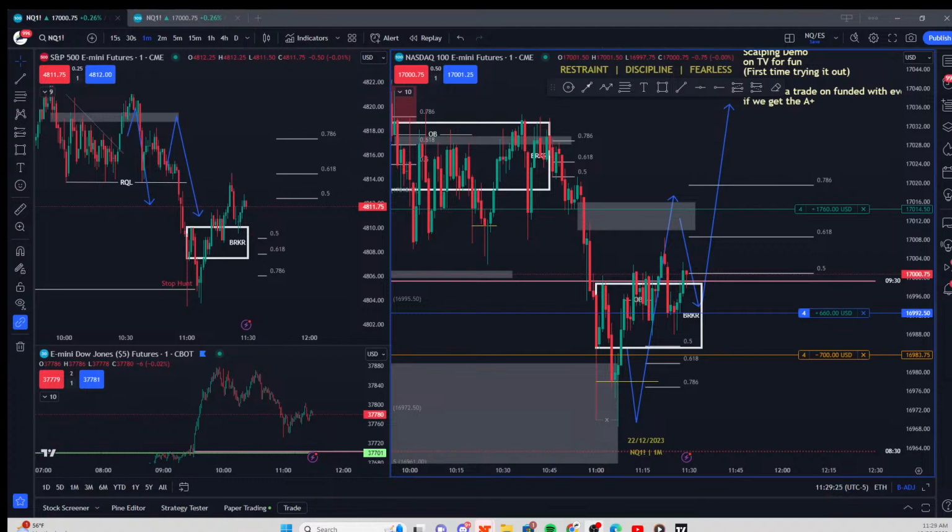Which funded? Which funded does everyone have? Maybe on the Apex one. I don't know, Apex trailing would be kind of annoying though. Sometimes holding to target's nice. That's maybe one Top Step account that I can personalize for taking multiple trades. That could be an idea.